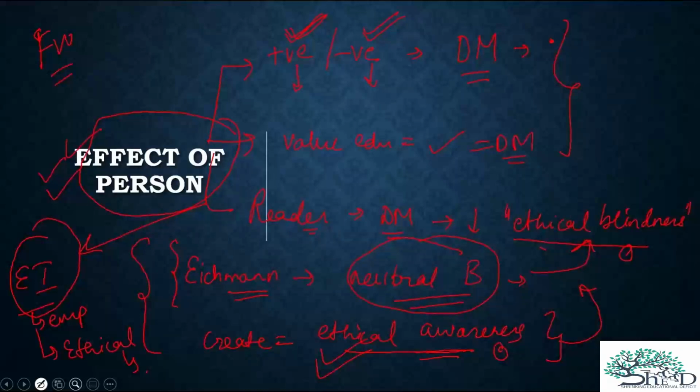So I hope this is clear. What is the effect of a person on ethics? How does a person determine ethics? Please remember, we will see this effect of value education in the leaders section, which we are just going to do at the end of the lecture.